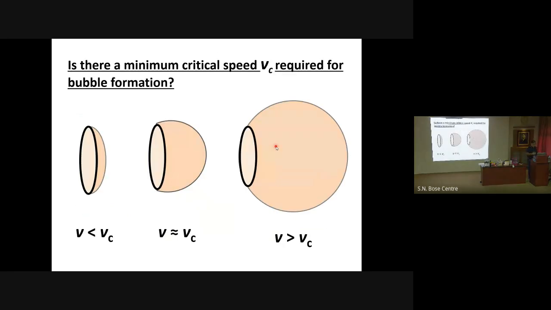And come 2015, there's a Physical Review Letters paper that says there's a critical velocity at which you blow the air, and then bubbles form. If you are below the critical velocity, nothing happens. The film just distorts. The critical velocity comes when this is roughly hemispherical, and then it gets bigger.